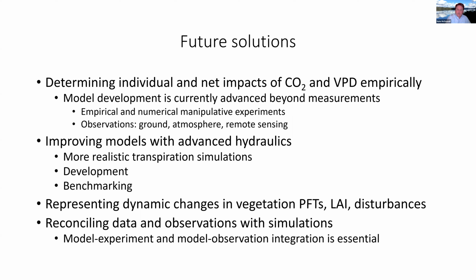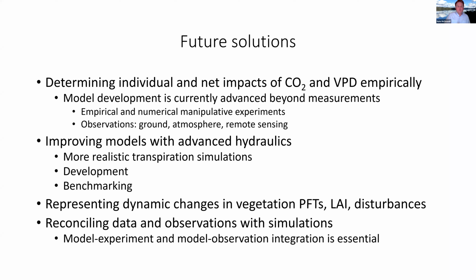I would just want to highlight that I think the models are advanced beyond the empirical state right now, in the sense that at least with the models, be they fine scale or global scale models, we can test hypotheses about these impacts of CO2 versus VPD. It's very hard to manipulate VPD in a controlled and empirical environment though. So we're very limited in our ability to do these tests, but I think there's going to be some clever solutions to that.